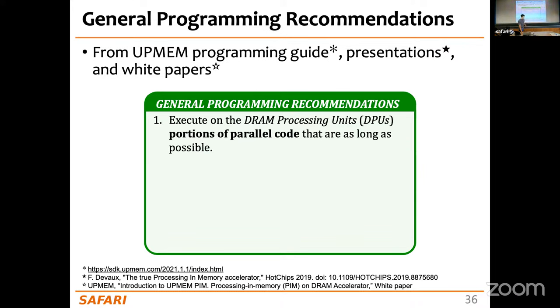So the first one is to execute on the DPUs portions of parallel code that are as long as possible. Remember that this relates to the fact that the UPMEM PIM system should be seen as a coarse grain accelerator. We launch an entire function, called a kernel, onto the DPUs, and we want them to keep running for a while, because this way we are going to amortize the cost of moving data from the main memory to the PIM-enabled memory, right? So that's one key reason. Another key reason is simply the fact that you have many PIM cores in the system with high bandwidth access to the memory, and it's likely that you can accelerate many workloads with such a powerful platform, okay?